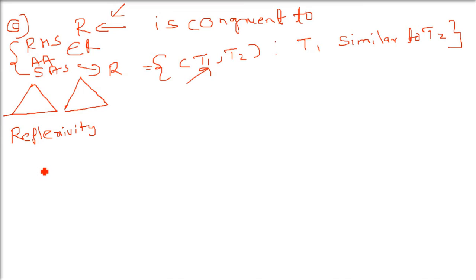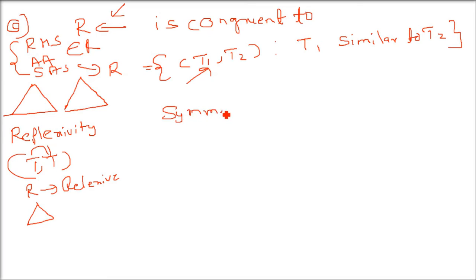So coming to reflexivity. What do you do in reflexivity? Since in reflexivity we are talking about one triangle, every triangle is similar to itself. Every triangle should be congruent to itself. If you are talking about one single triangle, it is reflexive because it is related to itself, it is similar to itself and it is congruent to itself.